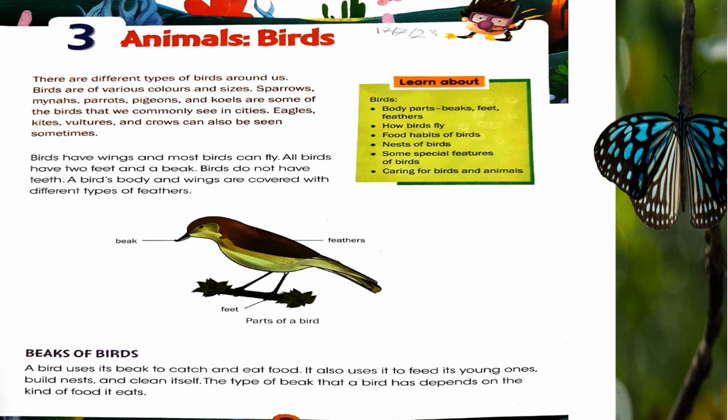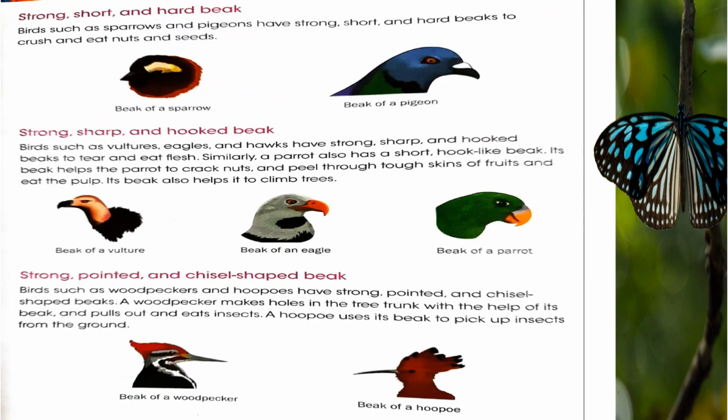Now, beaks of birds. A bird uses its beak to catch and eat food. It also uses it to feed its young ones, build nests, and clean itself. The type of beak that a bird has depends on the kind of food it eats. First, strong, short, and hard beak. Birds such as sparrows and pigeons have strong, short, and hard beaks to crush and eat nuts and seeds. You can see the beak of a sparrow and the beak of a pigeon.